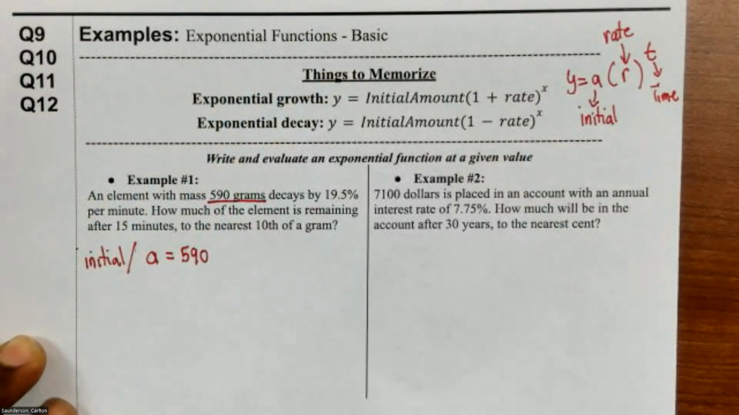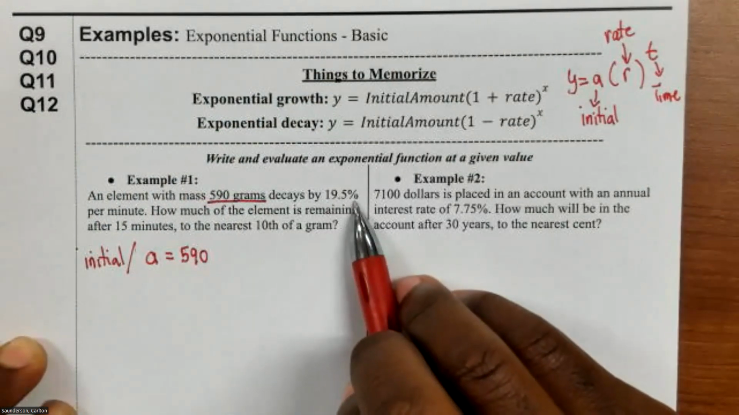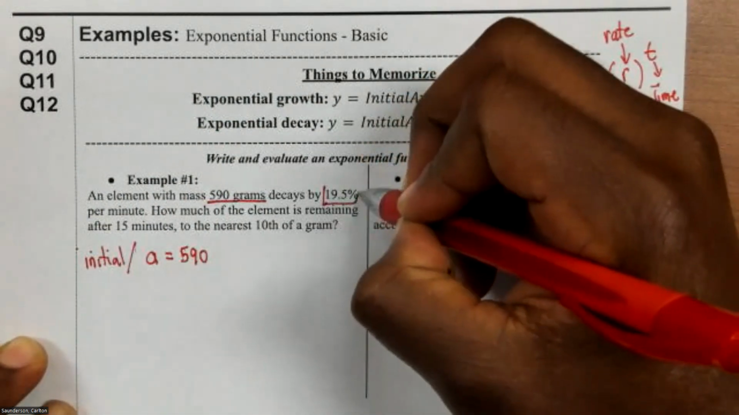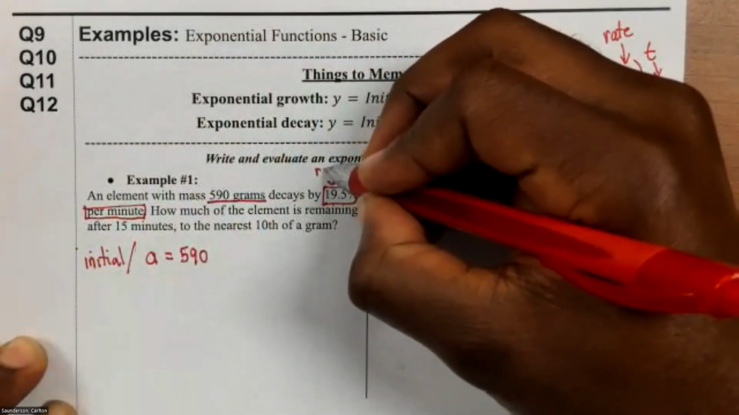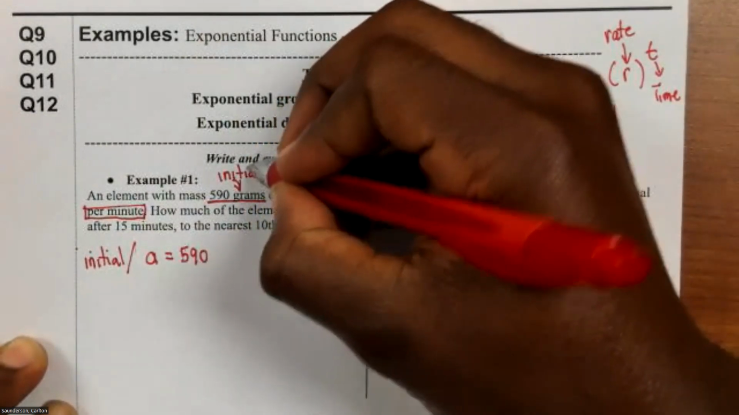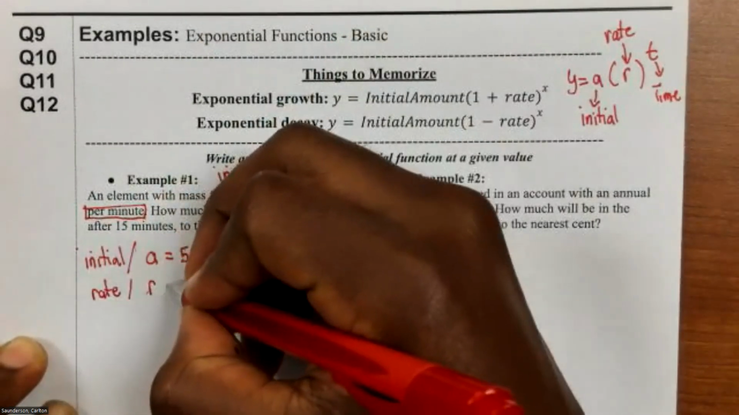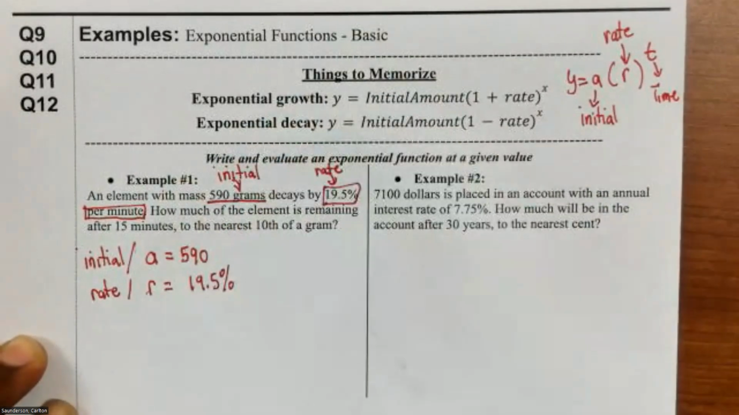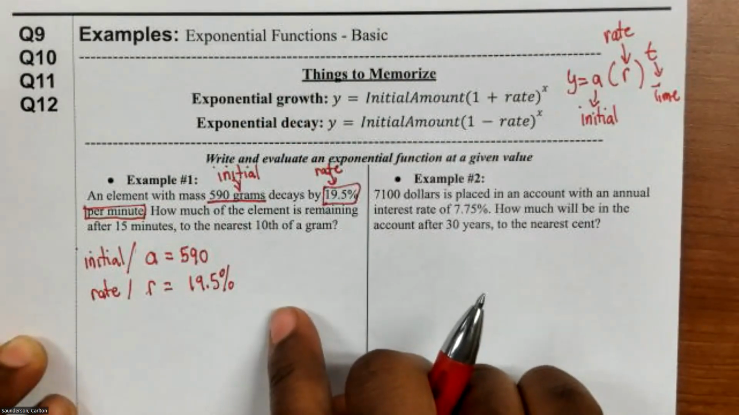Then we're going to try to identify our rate. It says that it decays by 19.5% per minute. Because this is the percentage of change per minute, this would represent your rate. So my rate, or my R, is equal to 19.5%. However, guys, your rate is not a percentage. Your rate needs to be a decimal.